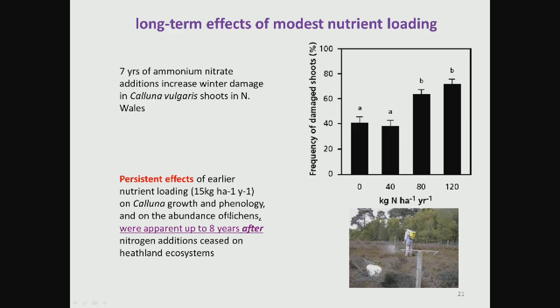So heathlands are one of the ecosystems that are very, very sensitive to nitrogen. And in East Anglia, they've already shown there are large areas that have lost their Calluna, their heather, because of all this extra nitrogen.